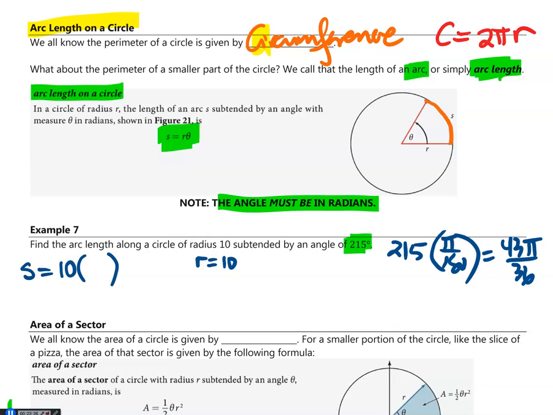So we're going to use that. So 10 times 43 pi over 36, and that is equal to 215 over 18 pi. So that is the arc length.